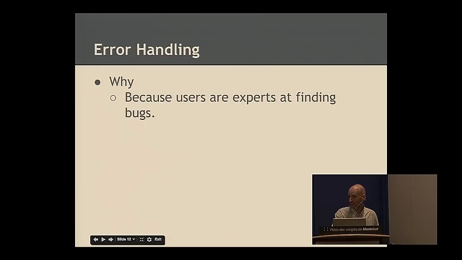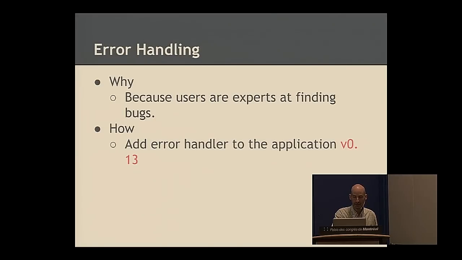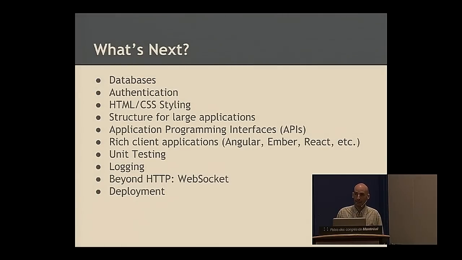Oh, I didn't show this. So why are we doing this? Because users find errors. No matter what you do, users find errors. So you need to make sure that when there's an error, you know how to handle the unexpected by showing an error page. And that's pretty much the portion of the class where we develop an application.